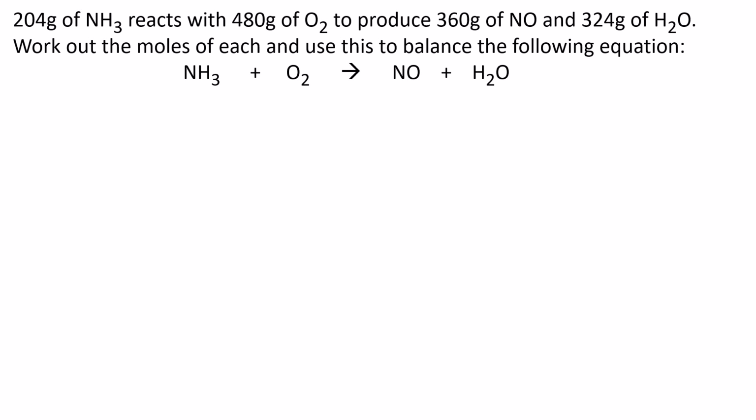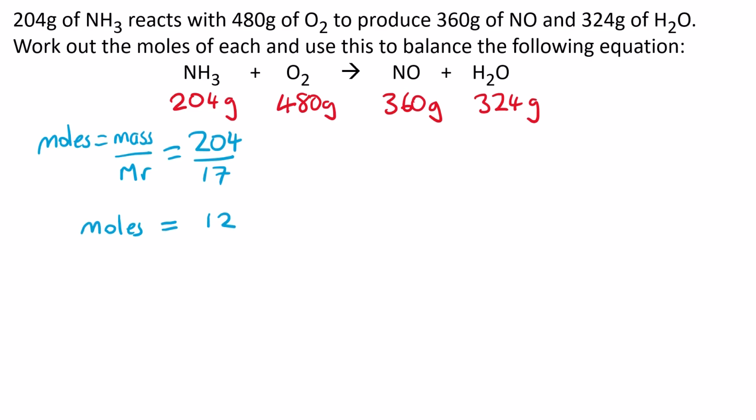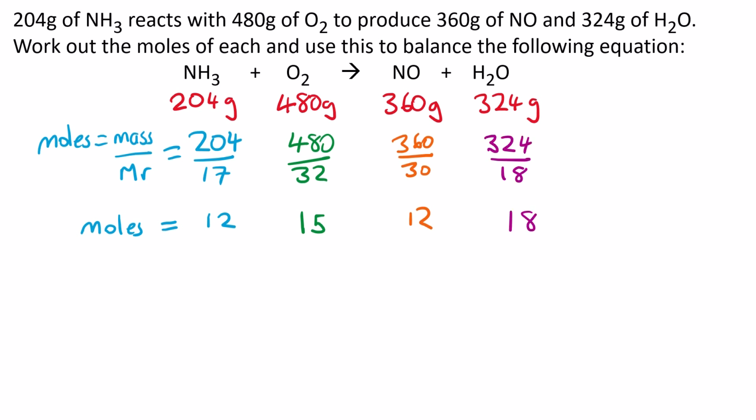First thing we do then is we annotate the equation with the masses, and then we work out the moles of each part of the equation by using moles equals mass over Mr. So for NH3, that's 204 over 17, which is 12 moles. For O2, that's 480 over 32, which is 15 moles. NO is 360 over 30, which is 12 moles. And H2O is 324 over 18, which is 18 moles.